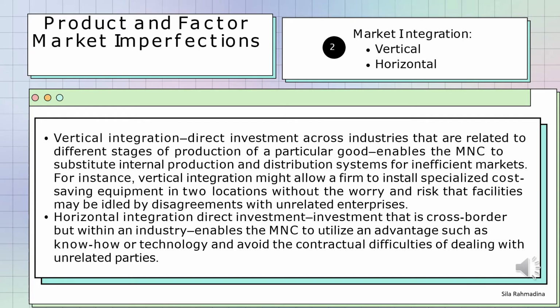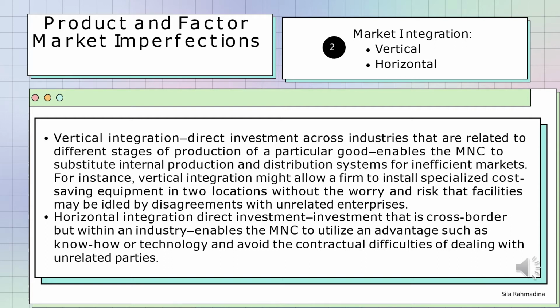Market integration is divided into vertical and horizontal. For vertical integration, direct investment across industries that are related to different stages of production of a particular good enables the MNC to substitute an internal production and distribution system for inefficient markets. For instance, vertical integration might allow a firm to install specialized cost-saving equipment in two locations without the worry and risk that facilities may be idled by disagreements with unrelated enterprises.